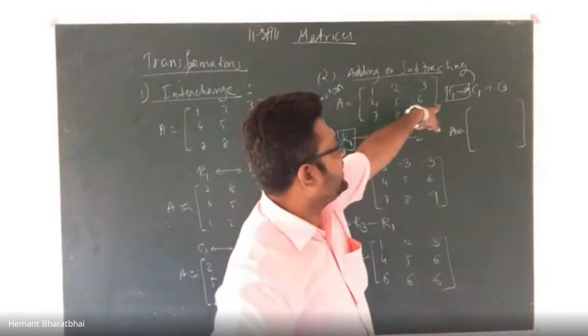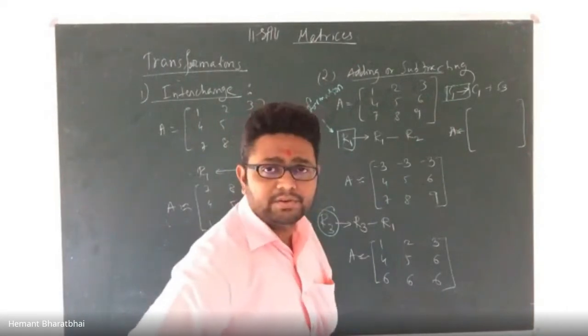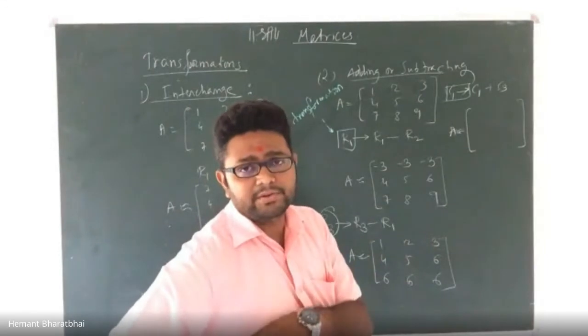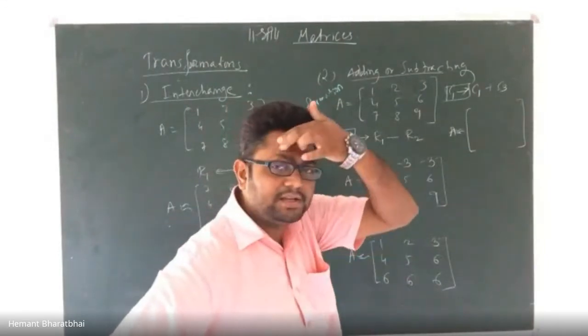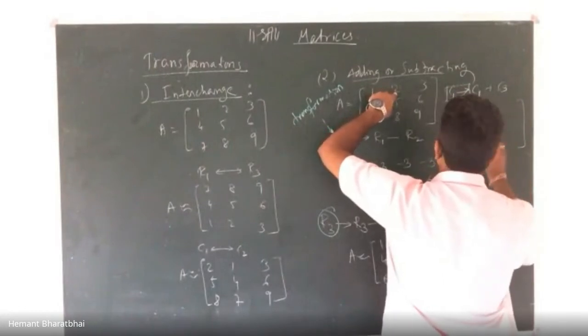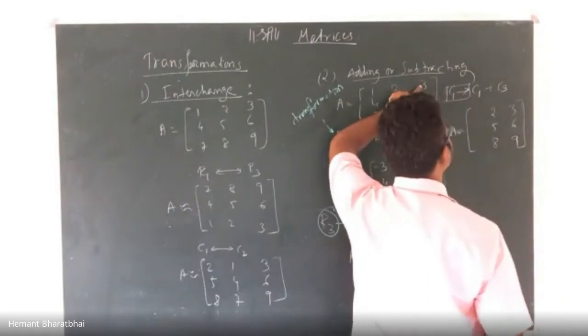So the transformation is going to occur only in C1. And what kind of transformation are we going to do? We are going to add C3. So since the transformation is going to occur in C1 only, write C2 and C3 as they are. So C2 is 2, 5, 8 and C3 is 3, 6, 9.